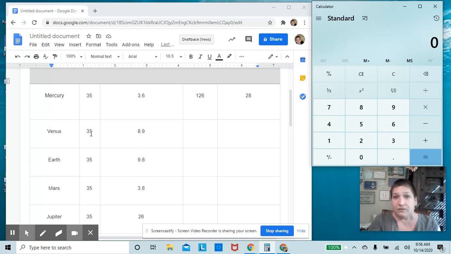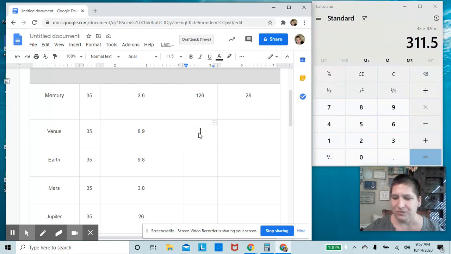So let's look at Venus. Let's say I take our dog Aquila, my big old dog, up to Venus. Venus is roughly the same size as Earth, a little bit smaller in mass, but I'm still going to use 35 kilograms, and I'm going to multiply that by 8.9, because the pull of gravity on Venus pulls us at the rate of 8.9 meters per second per second. So that's going to be 311.5 newtons.